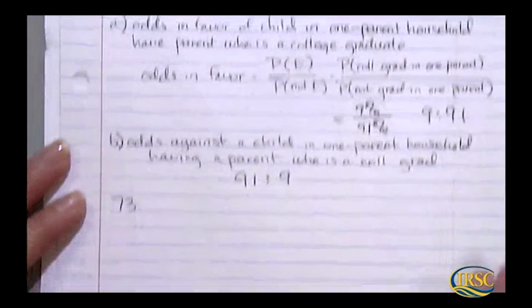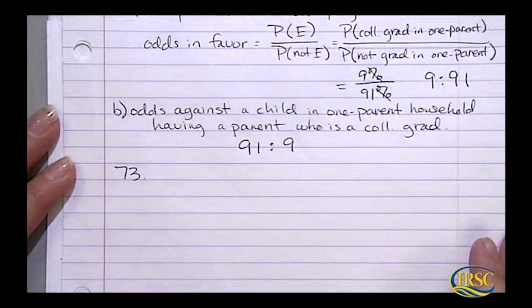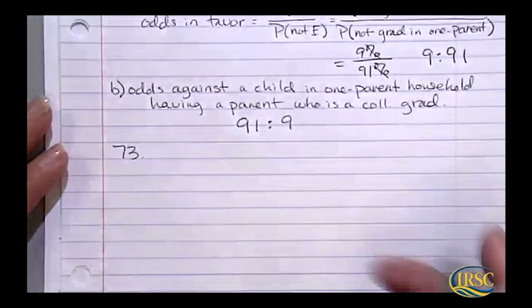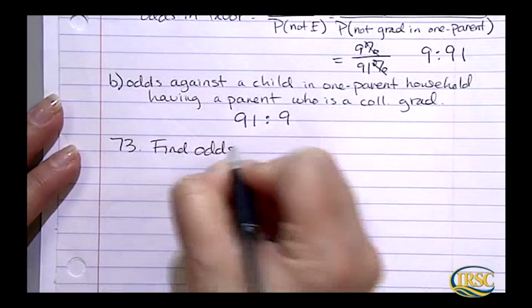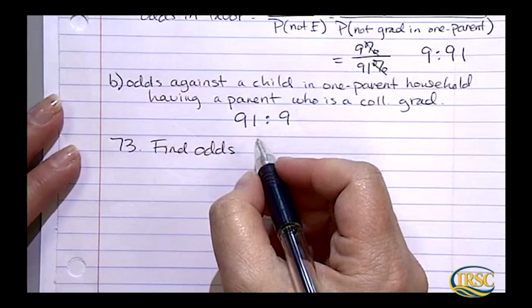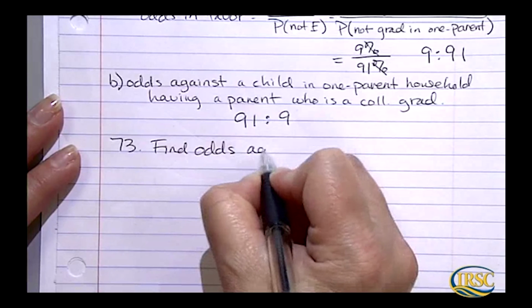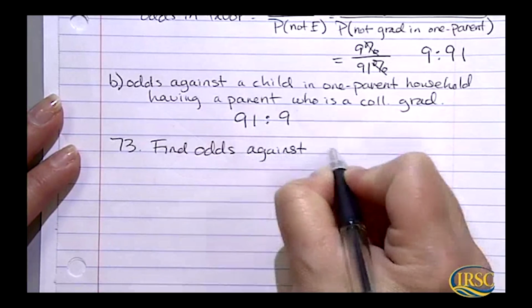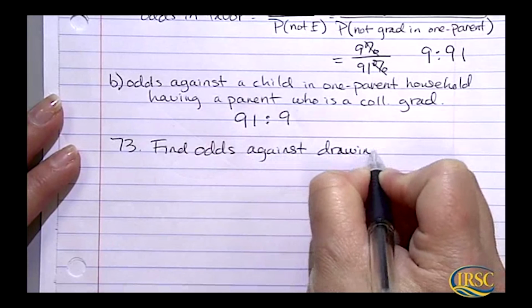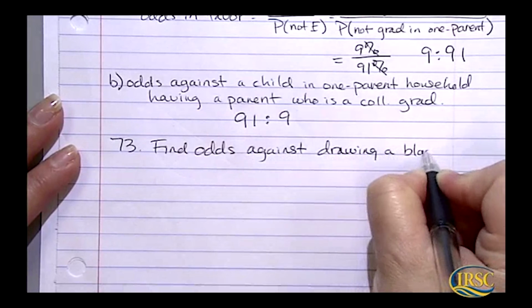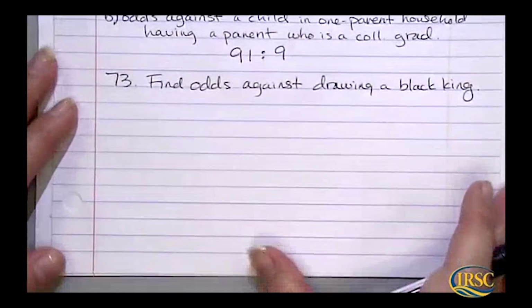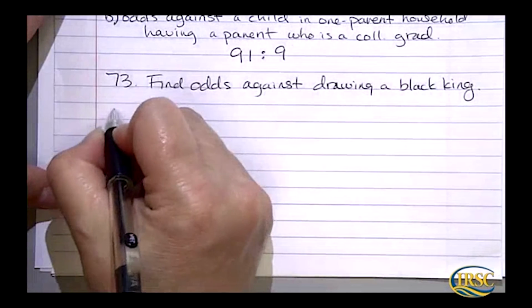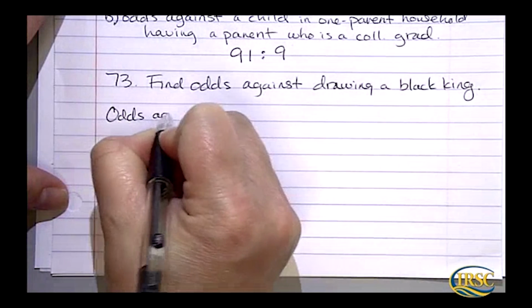Okay, one card, this is number 73. One card is randomly selected from a deck of cards. Find the odds against drawing a black king.